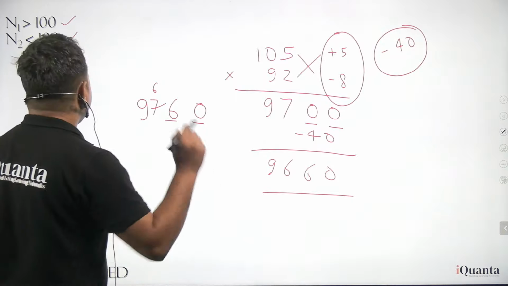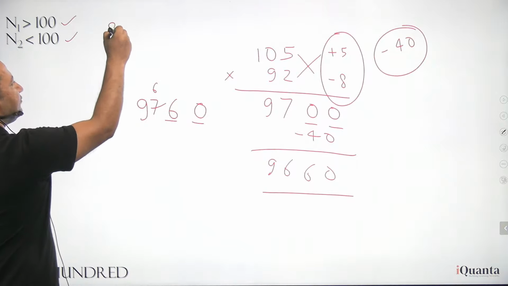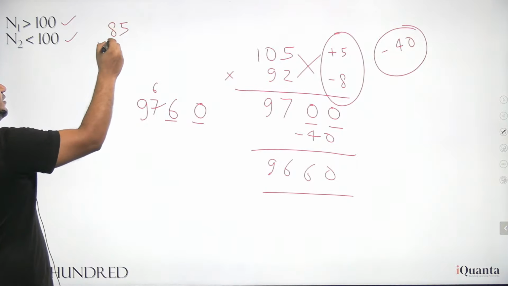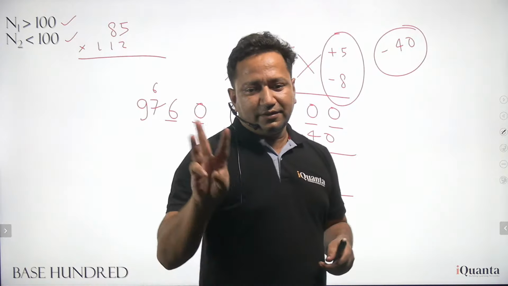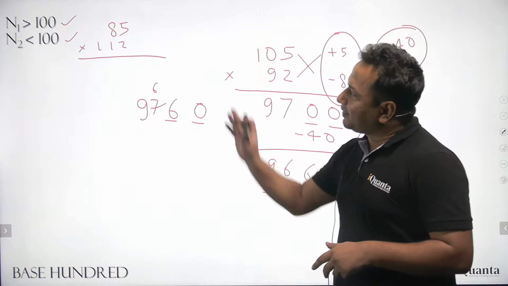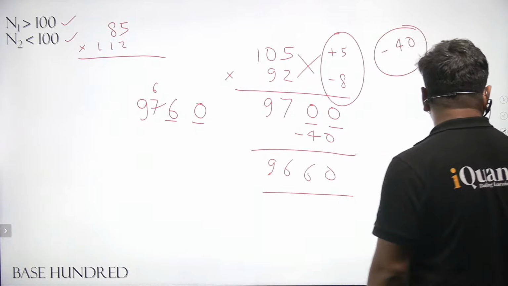Well done. Now let me take a number like this. 85 multiplied by 112. Here you will get a 3-digit product, and it can be a bit difficult. 85 multiplied by 112.